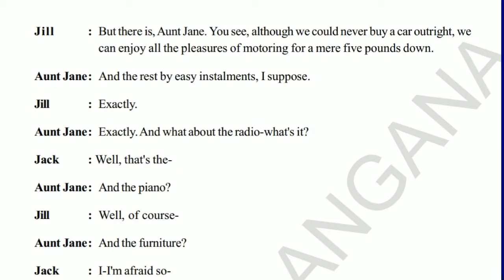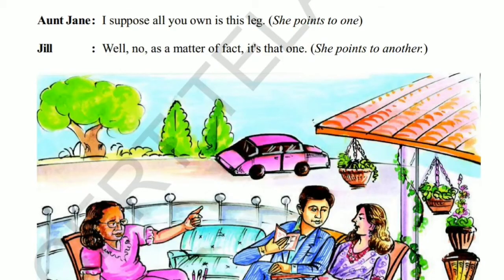But you see, Aunt Jane, although we could never buy a car outright, we can enjoy all the pleasures of motoring for a merry 5 pounds down and the rest by easy installments. I suppose. Exactly. And what about the radio? Well, that's the same. And the piano? Well, of course. And the furniture? I am afraid so. I suppose all you own is this leg. She points to one. Well, no. As a matter of fact, it's that one.